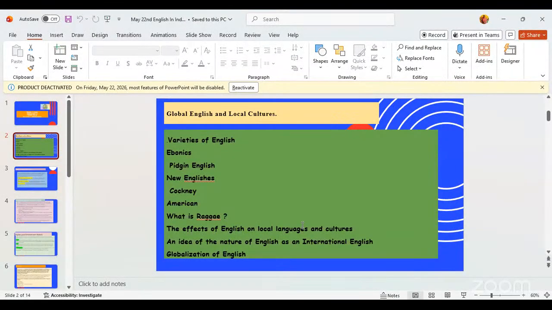English and local languages and cultures, and an idea about the nature of English as an international English and the globalization of English. So that's going to be our topics for today.